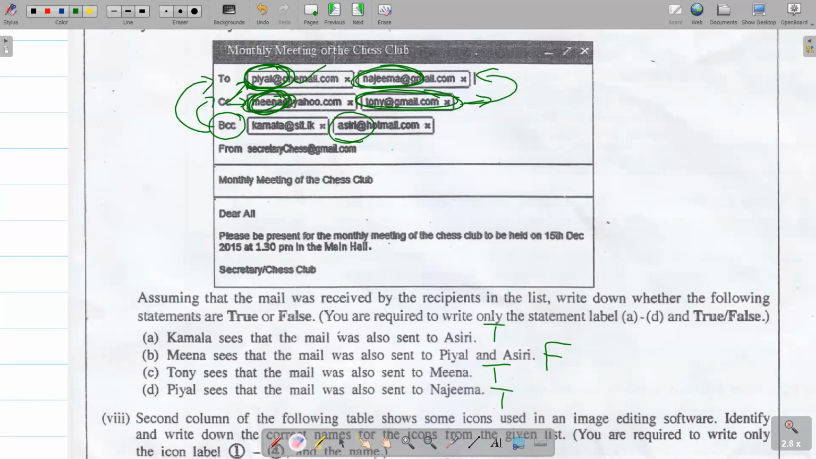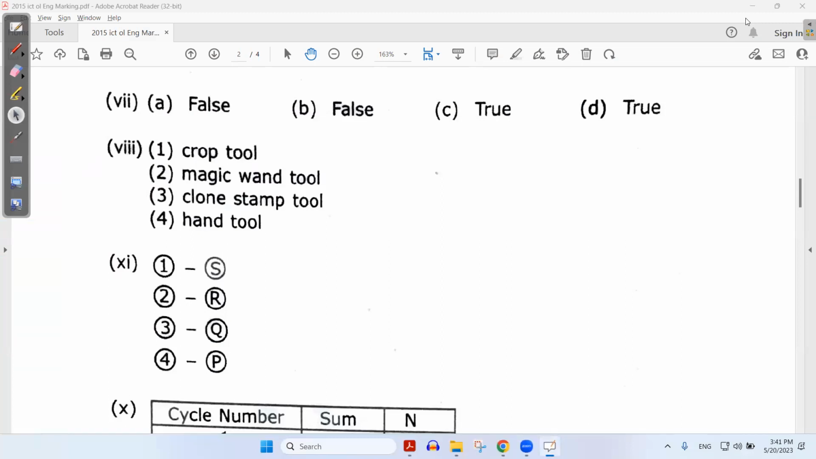People, I think I have made a mistake in the first one. It's not going to be true. Kamala and Asiri are in the same section, so they can't see each other. So this is false. My bad. Because Kamala and Asiri are both blind carbon copies, Kamala cannot see Asiri, and Asiri cannot see Kamala. Both of them can see the To and the carbon copy sections. So false, false, true, true.